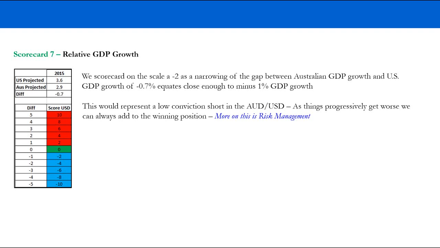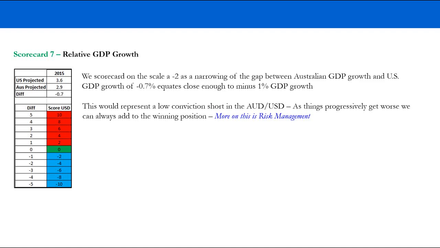If it does get worse for Australia, we can always add to it. So we'll be covering more on this in the risk management section. So that basically covers relative GDP growth. This is something you can apply as a driver to all currency pairs. And remember, you also always have to have your endogenous analysis in the background.